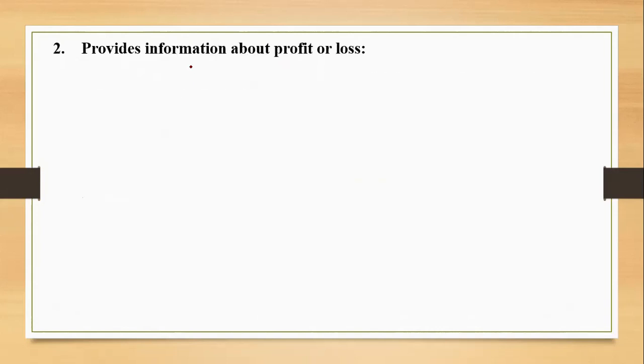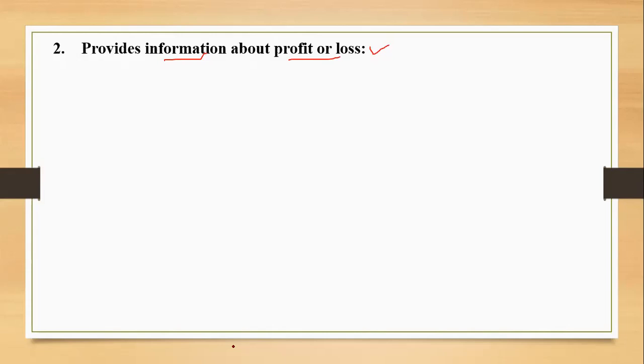The second point is provides information about profit or loss. Now the things are known to you. Tell me, from which account do we come to know about the profit or loss of the business entity? Sir, trading account or profit or loss account. हाँ, समराइजिंग में पढ़ा था ना हमने, ट्रायल बैलेंस के बाद फाइनेंशियल स्टेटमेंट्स में क्या क्या आता है? ट्रेडिंग, P&L and बैलेंस शीट.